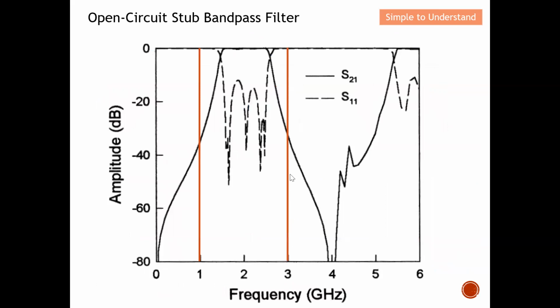Another possible reason, based on this short circuit stub, is that from this frequency response you can see that they don't have a very good roll-off factor. Basically, I would say that the roll-off factor is quite gentle in nature on both the lower and the upper side. Therefore, there is always an attractiveness to implement an open circuit stub bandpass filter.